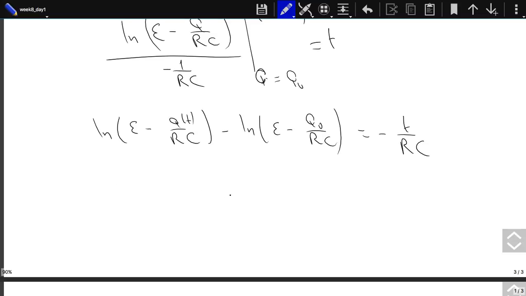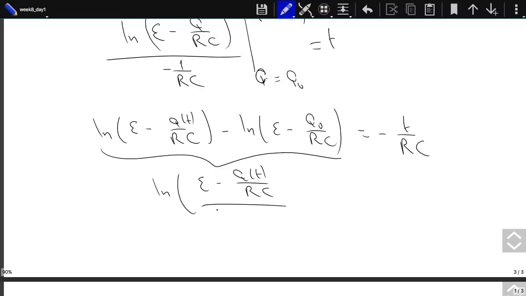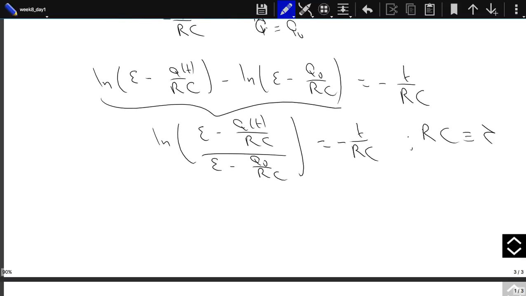Well, let's solve it. So you remember the properties of the logarithm? This is nothing but logarithm of epsilon minus q of t over rc, divided by epsilon minus q0 over rc. This should be equal to minus t over rc. And if you remember, we had defined this rc to be the time constant tau when we were discharging the capacitor. This is the time it takes for the capacitor to discharge a significant portion of its initial charge. So we will use the same notation.